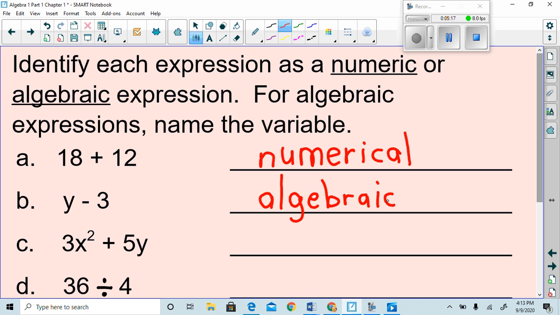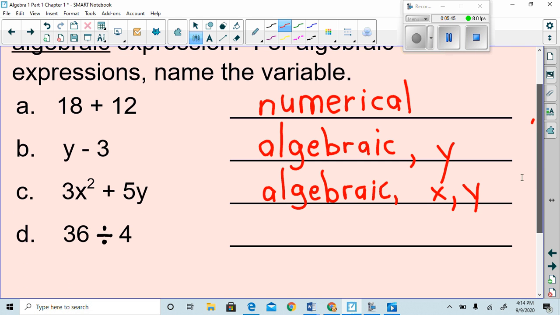They want to know what the variable is, identify it, it's a y. Third problem, 3x squared plus 5y. Once again, numbers, operations, and variables, it's algebraic. It asks for me to identify my variables, and this time I have x and y.